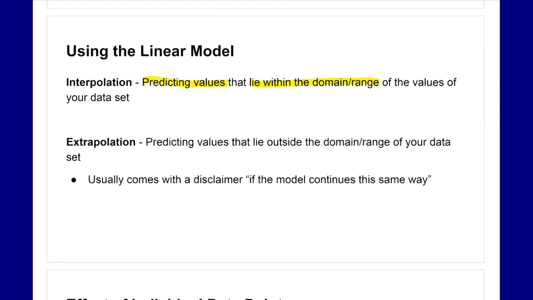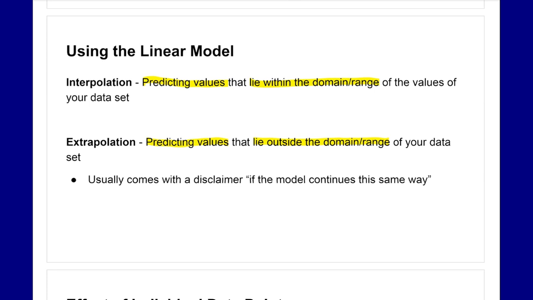So interpolation is predicting values that lie within our data. Anywhere in between the first data point and the last data point, if that's where we're making our predictions, it's called interpolation. Extrapolation is predicting values that lie outside the domain or range. So this is outside the data that we've collected. We're not talking about whether it's an actual value that we collected, but whether it's outside the maximum and minimum value of our data.